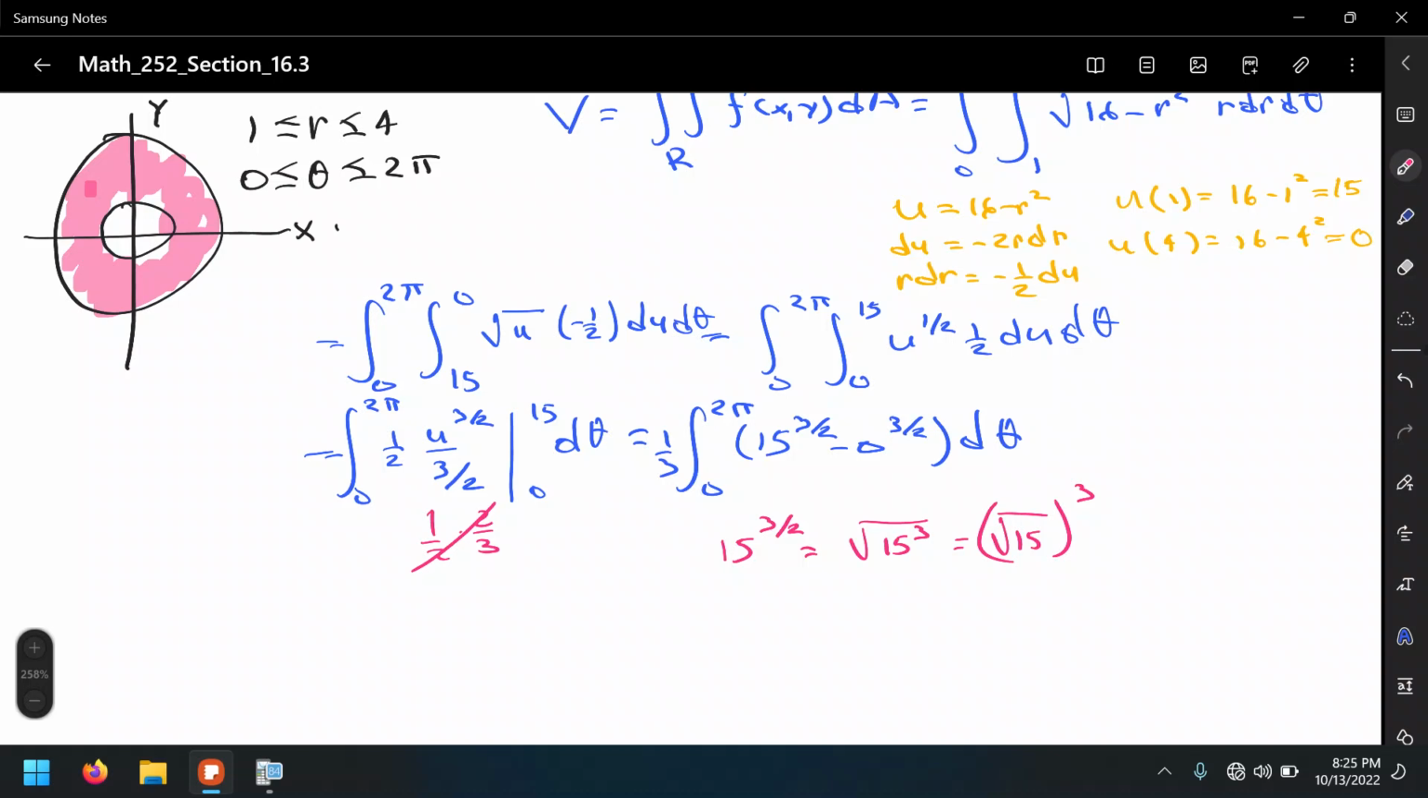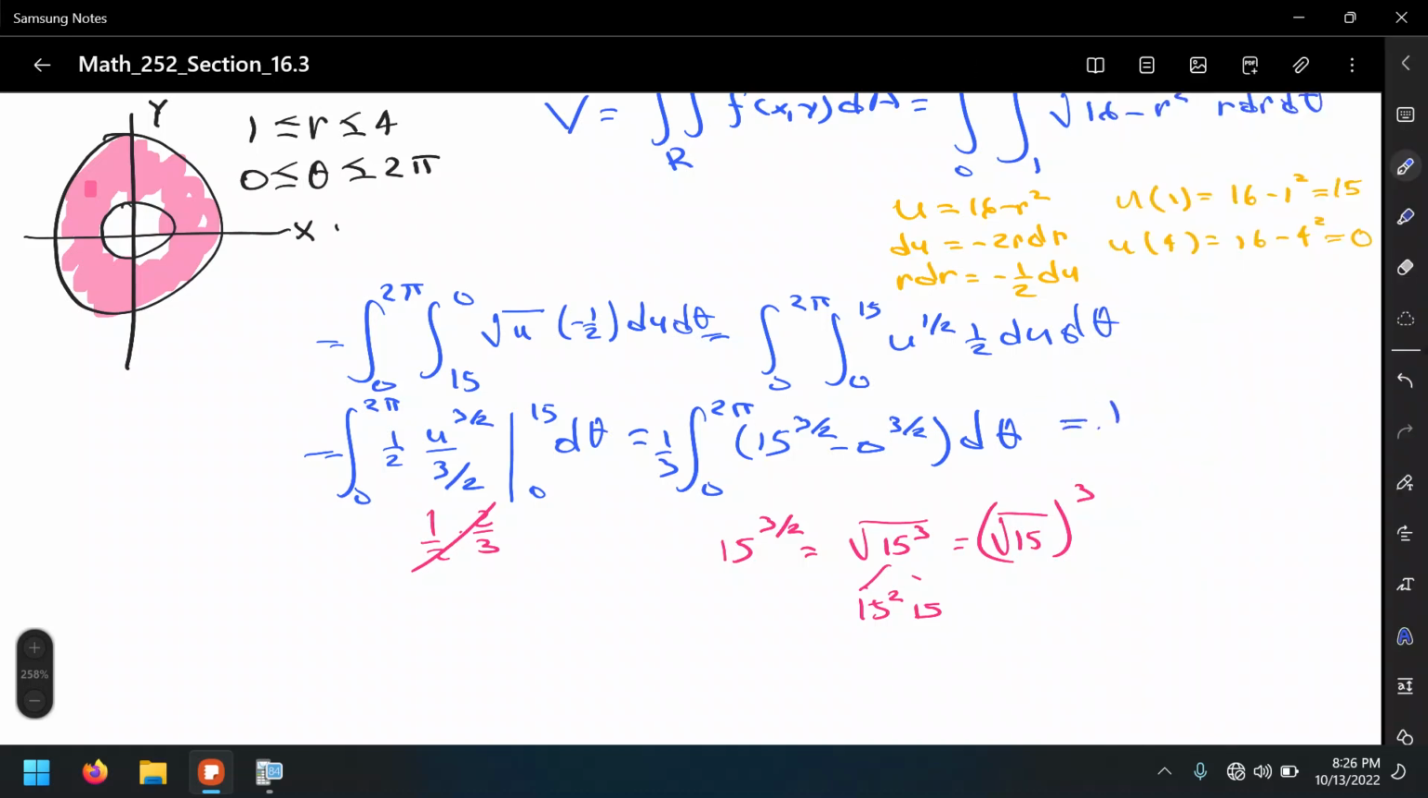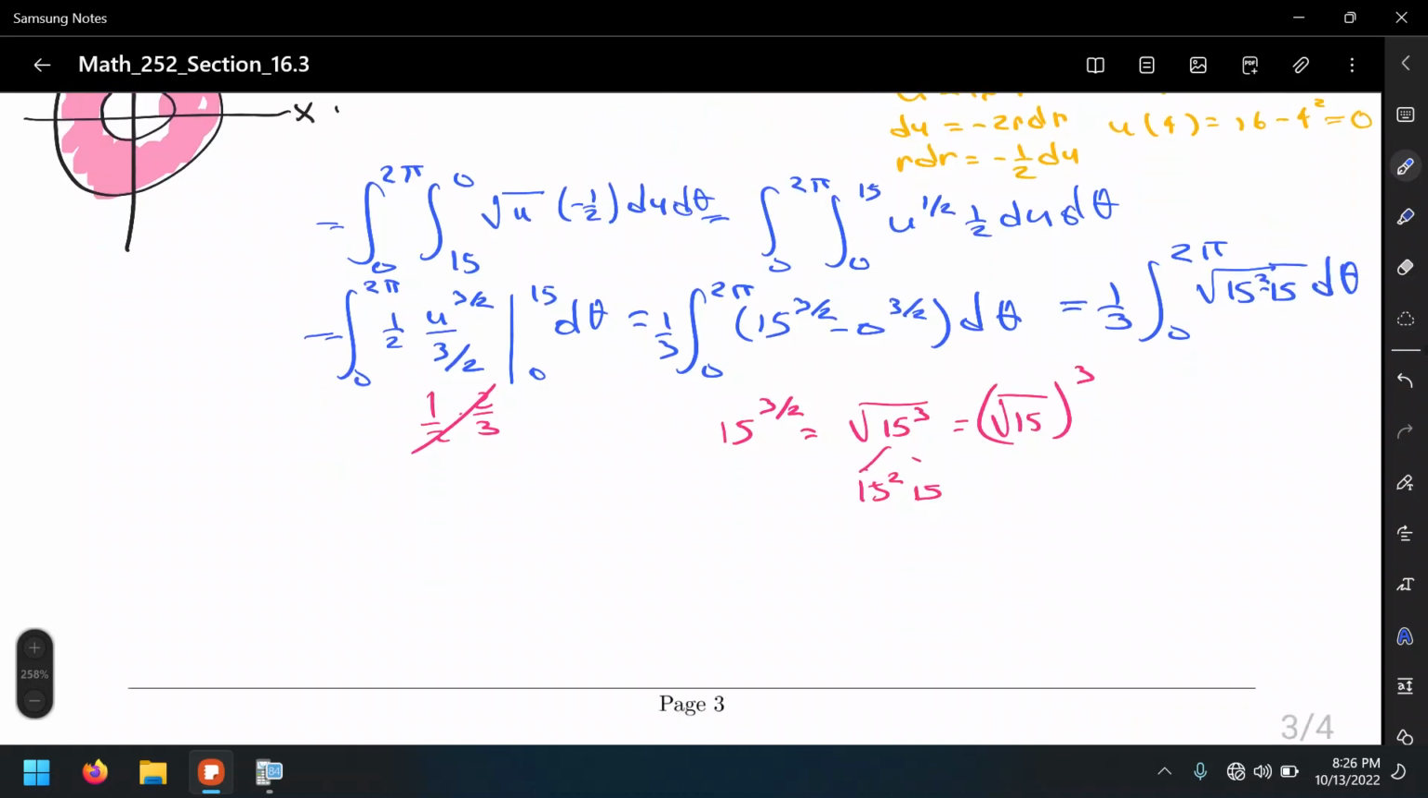So instead, I'm going to work with the 15 cubed as 15 squared times 15, and then take out the perfect square. So that's 1/3 integral from 0 to 2 pi of the square root of 15 squared times 15 d theta. And the square root of 15 squared is just 15, so that's 1/3 times 15 root of 15 integral of d theta from 0 to 2 pi.